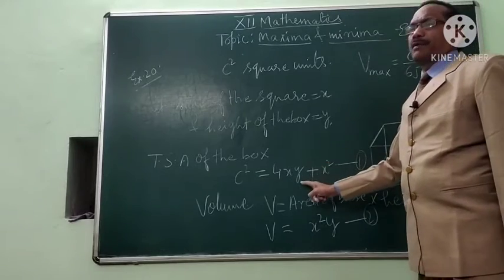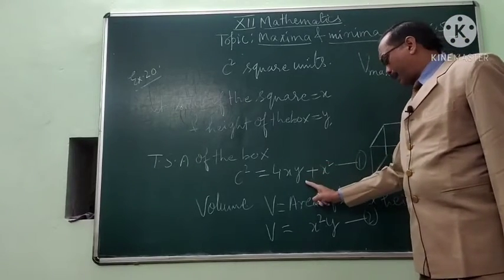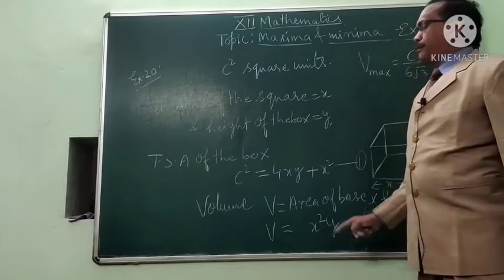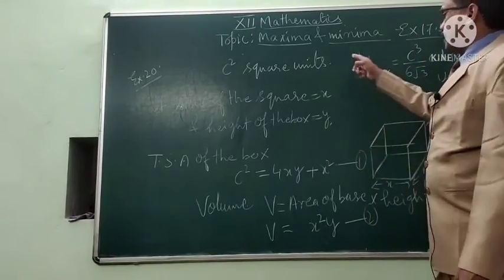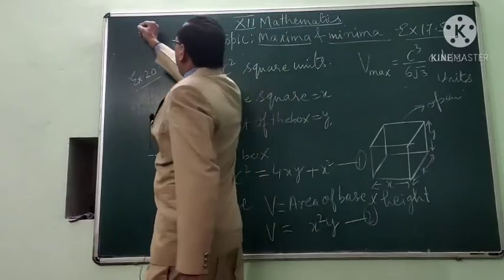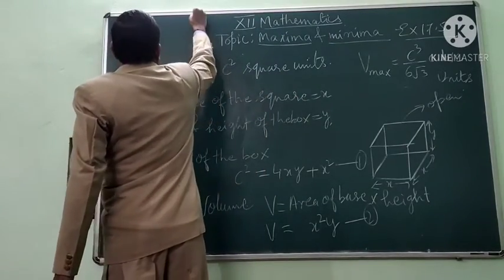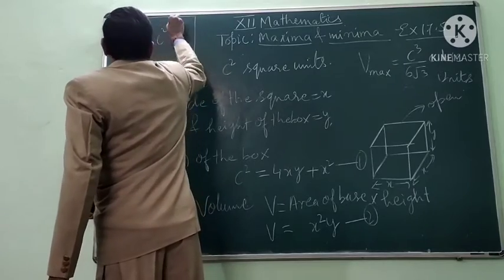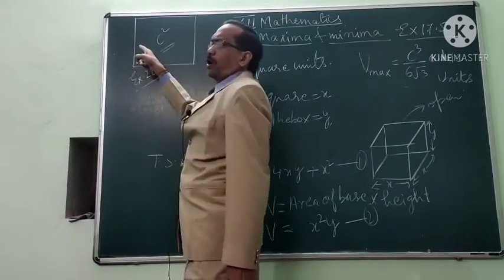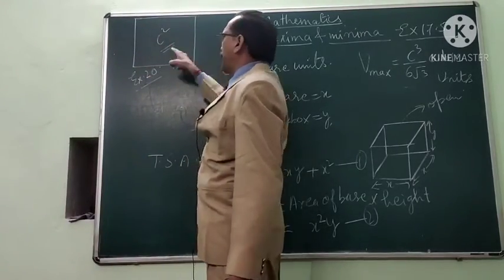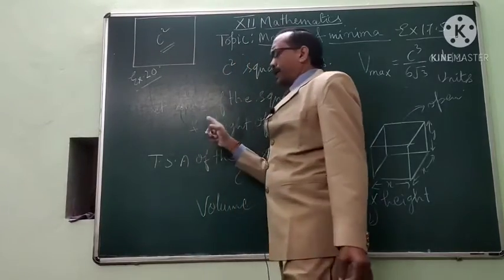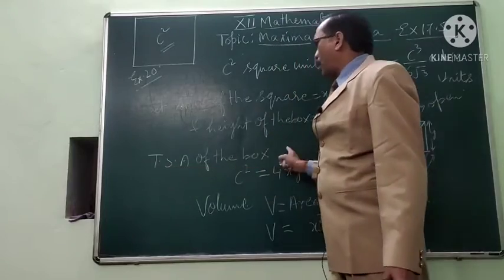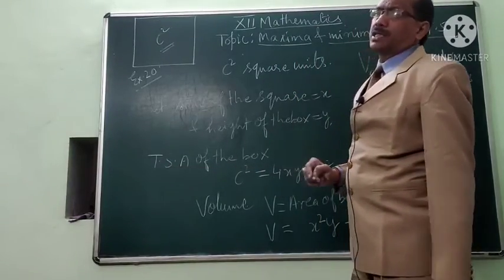So we will find the value of y from equation 1, then put that value in equation 2. The important thing here is that we are using the full cardboard. The part is not to be cut. Full cardboard of area c square is to be used here to make the box. That is why the total surface area of the box is equal to c square.